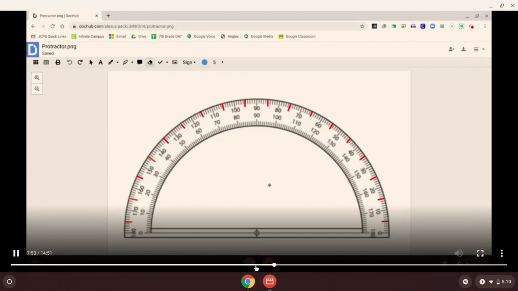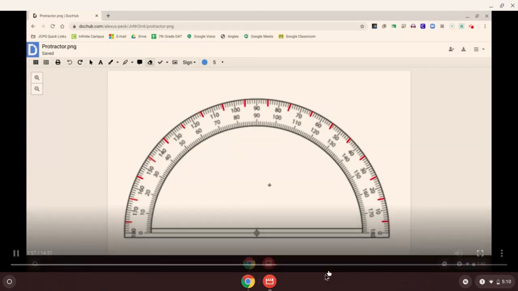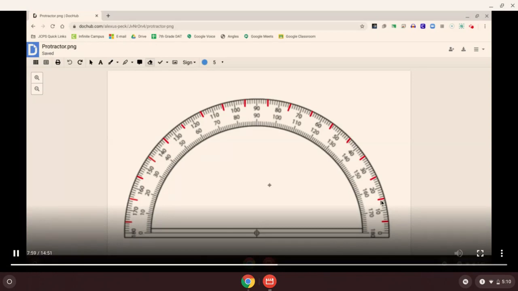This protractor specifically goes up by 5s and 10s. If you see, we've got our 5s with the red marks and 10s right here. So we've got 10, 20, 25, 30, 35, 40, and above. So make sure you have that. It is needed for today.